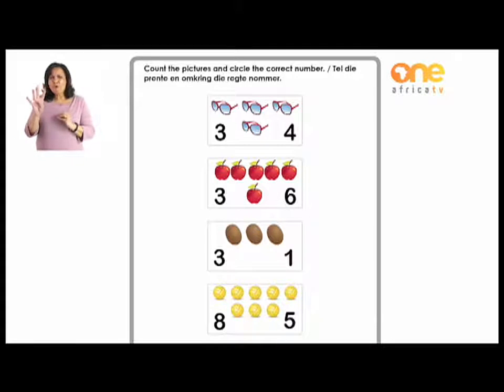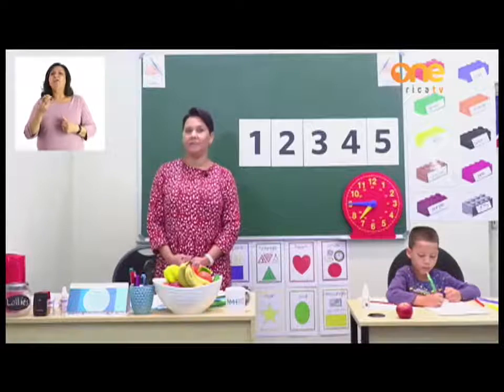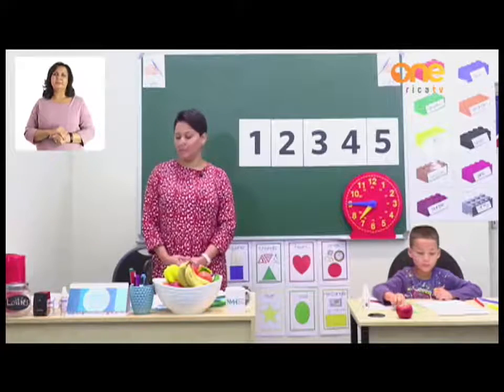Now I would like you to find number 4. Remember we did number 4? We said 4 wheels on a car, 4 legs on a cow. Now find number 4 and circle number 4. I'm going to leave you now to finish the apples, the kiwis, and the balls on your own. Remember to count and circle the correct number. Now you may move over to page 30.